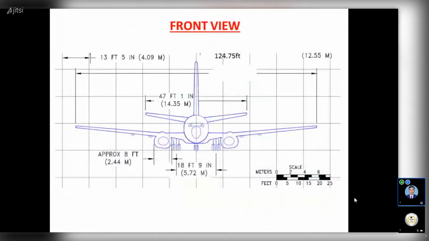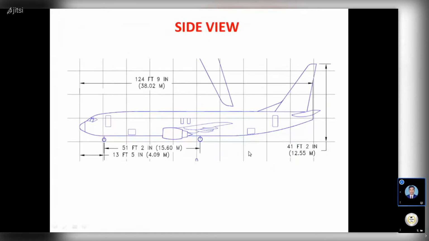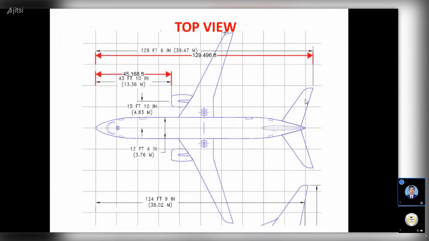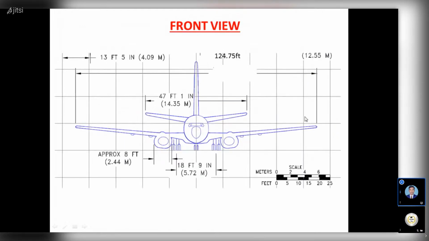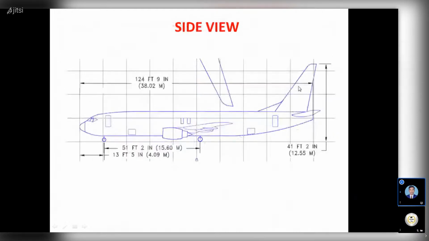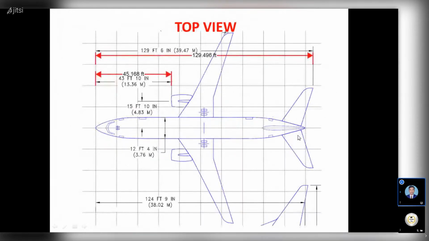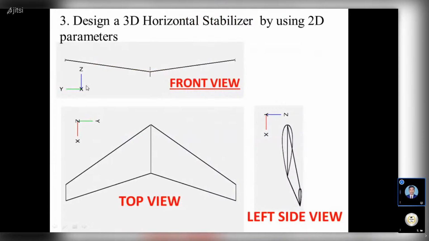Okay, so here we have the front view of our model of our project and the side view, and also the top view, right? Here we have the empennage section. This complete part is the empennage section. This one is our horizontal stabilizer and this one is our vertical stabilizer. Okay, so the clear dimensions I mentioned here.